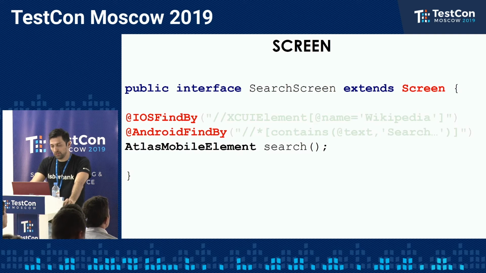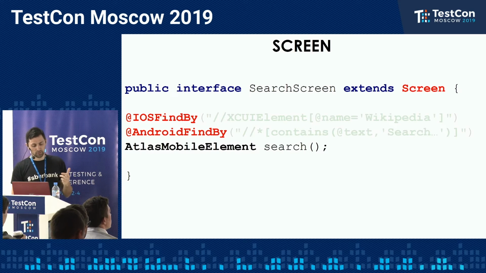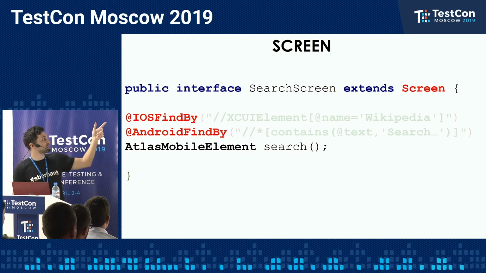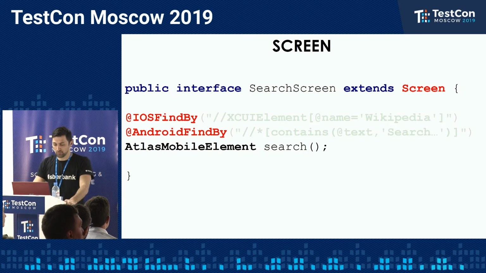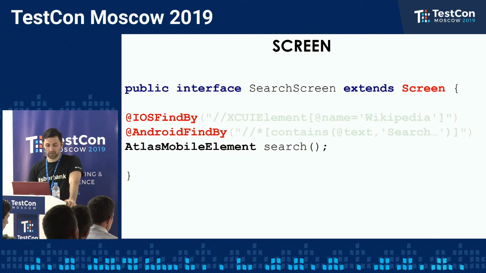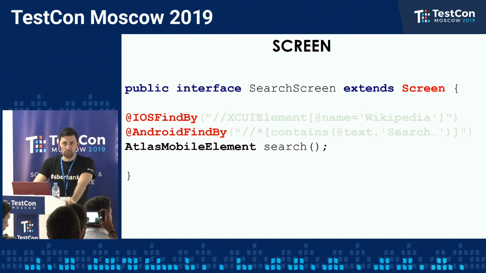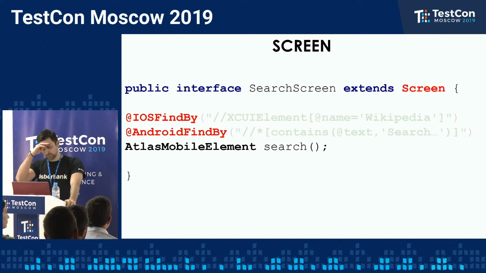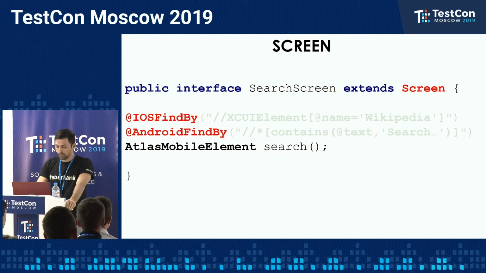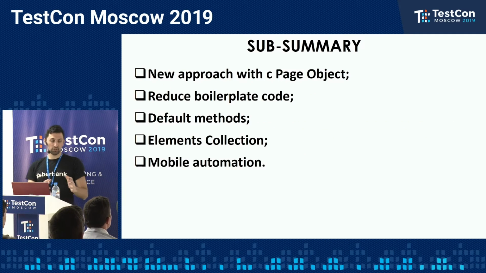Mobile automation. Instead of web page, we have the screen entity. You add the Atlas Appium with iOS Find By and Android Find By notation, so you can define your component using two notations. And in one project you can create tests for both iOS and Android. So if you like Appium, there are a lot of conferences around it, and they say that it works quite well.